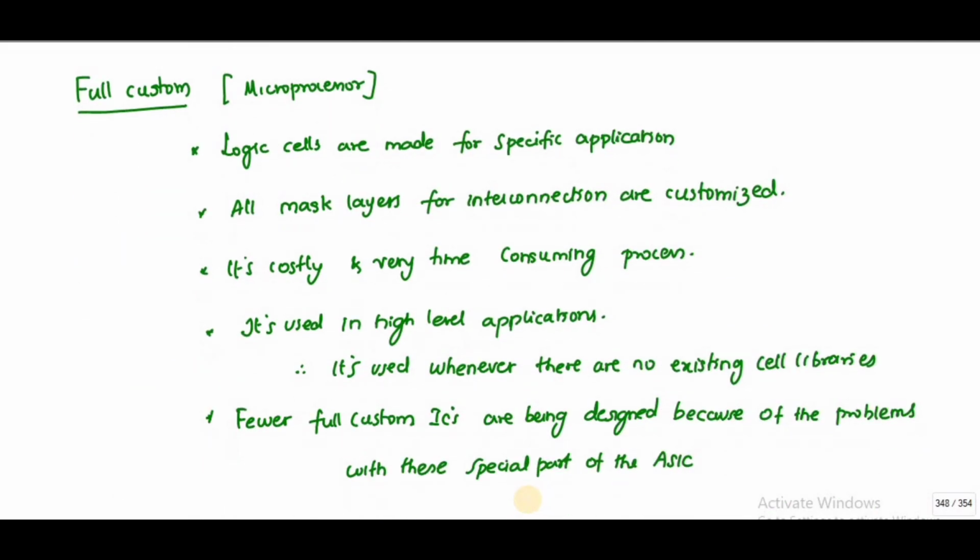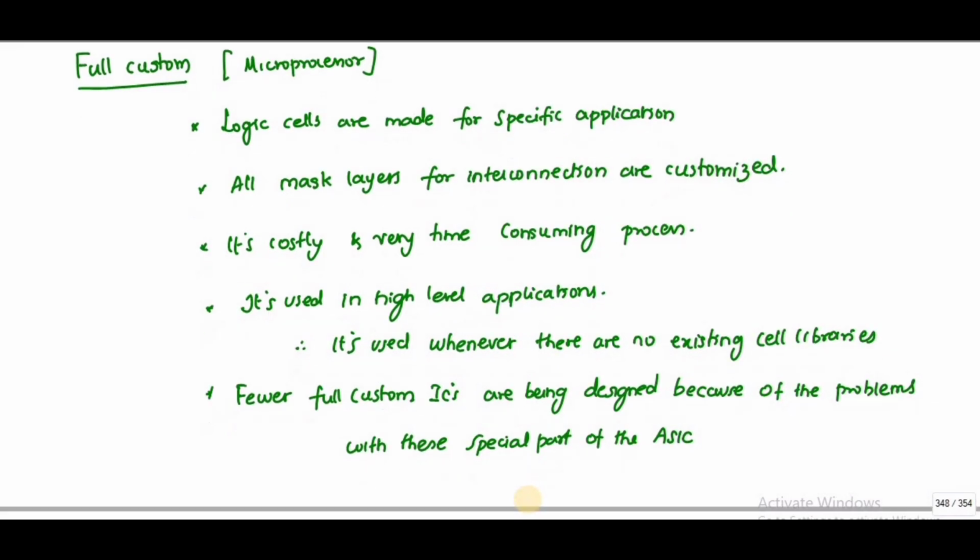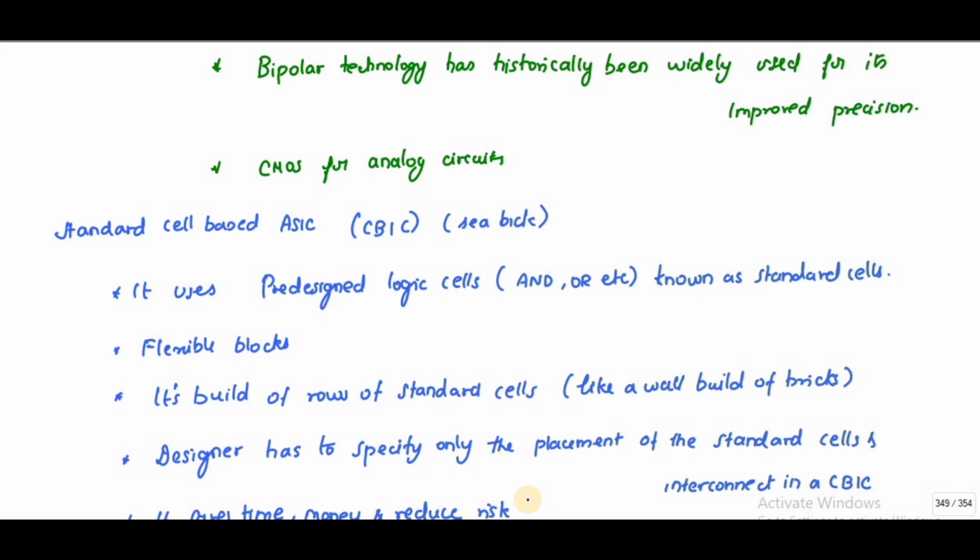So first let us discuss the full custom ASIC. Here, as I have already told you, the logic cells are made for the specific applications. The example for the full custom is the microprocessor. Here all the mask layers for the interconnections are customized. Therefore, it is very costly and a very time consuming process. So it has to be used in high level applications. Here no existing cell libraries are used, so everything must be customized. Fewer full custom ICs are being designed because of the problems with this special type of ICs. So not all the ICs are full custom.